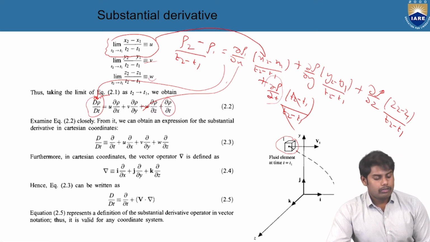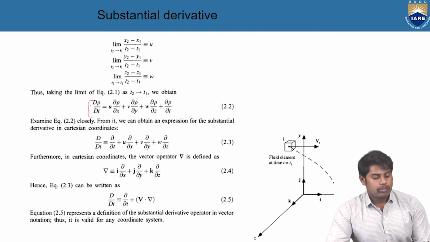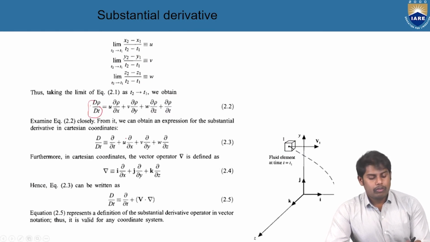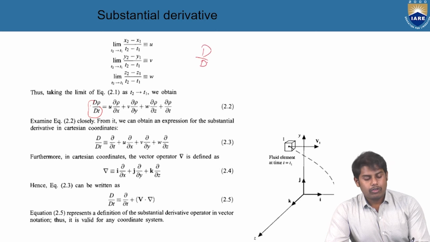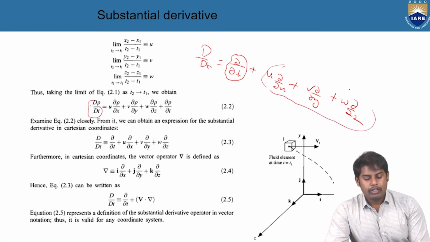Fine. So now we are writing the general form of the equation, the substantial derivative. So D rho by Dt is equal to ∂rho/∂t plus u into ∂/∂x plus v into ∂/∂y plus w into ∂/∂z, where D by Dt is nothing but the total derivative. This term, ∂rho/∂t, is called the local derivative term. This term is called the convective derivative term.